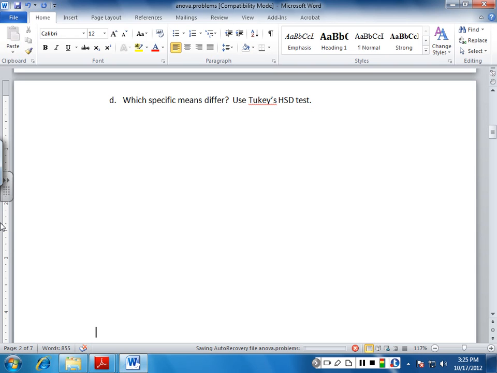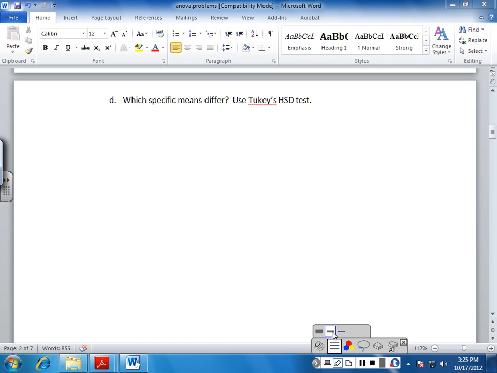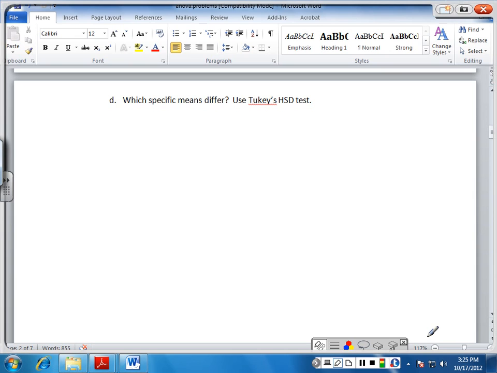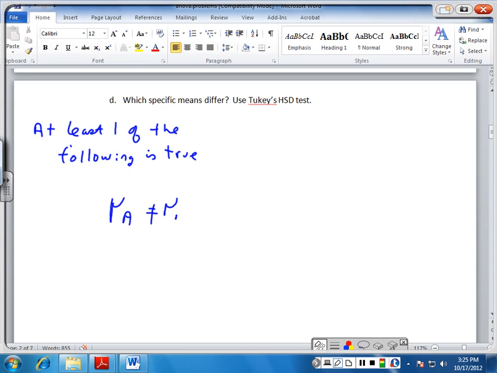So what I want to start with on this, after I get my marker set up here, is just rewriting the conclusion that we have so far, and that is that at least one of the following is true: mu A not equal to mu B, mu A not equal to mu C, and mu B not equal to mu C.